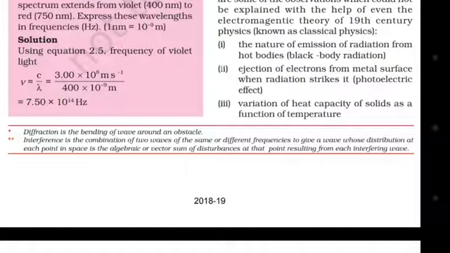And the double star represents that interference is the combination of two waves of the same or different frequencies to give a wave whose distribution at each point in space is the algebraic or vector sum of disturbances at the point resulting from each interfering wave.